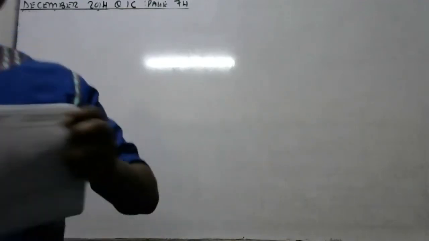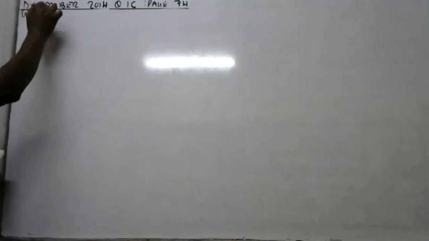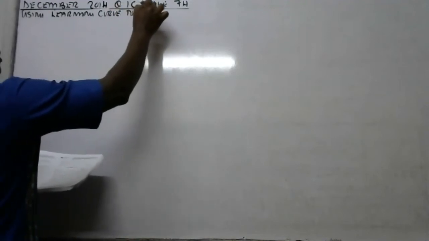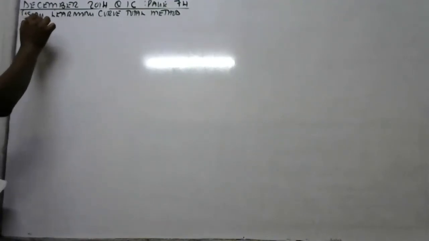Have you finished? So, on the workings, we are using the total approach. We can use the assembly, or maybe argue like this, using a learning curve. Total method: y will be equal to ax raised to the power b plus 1.